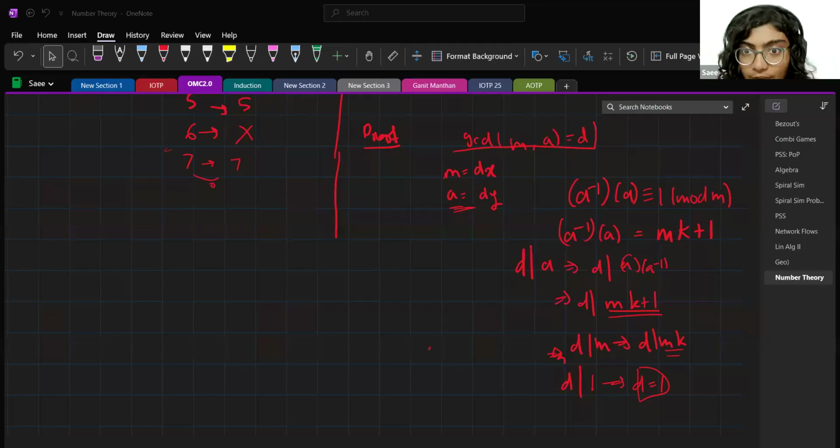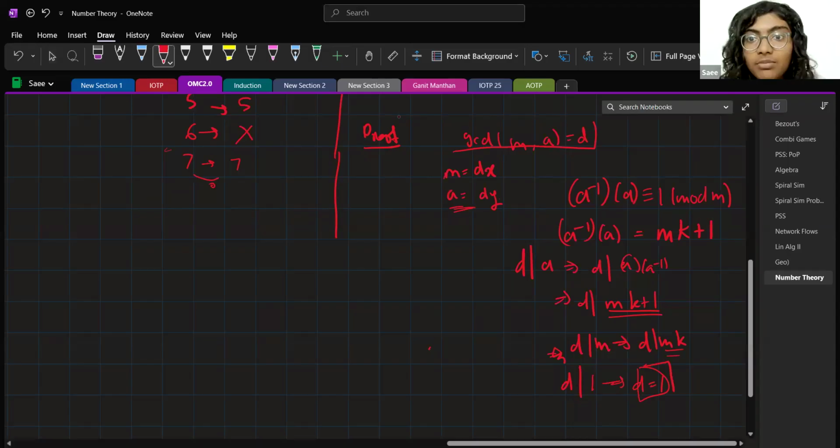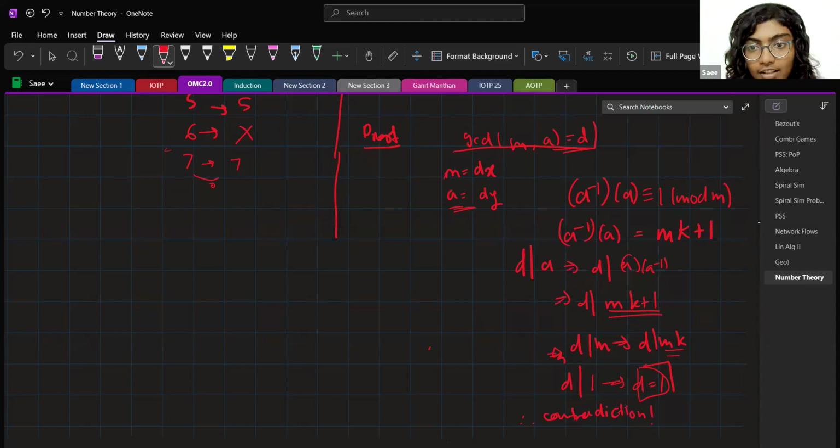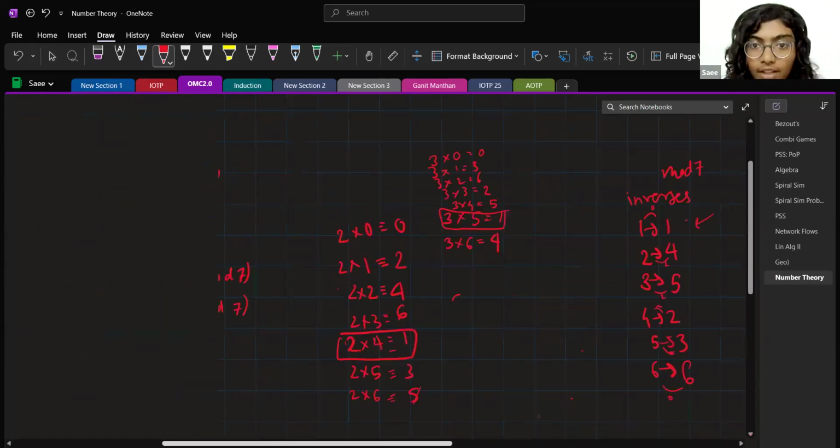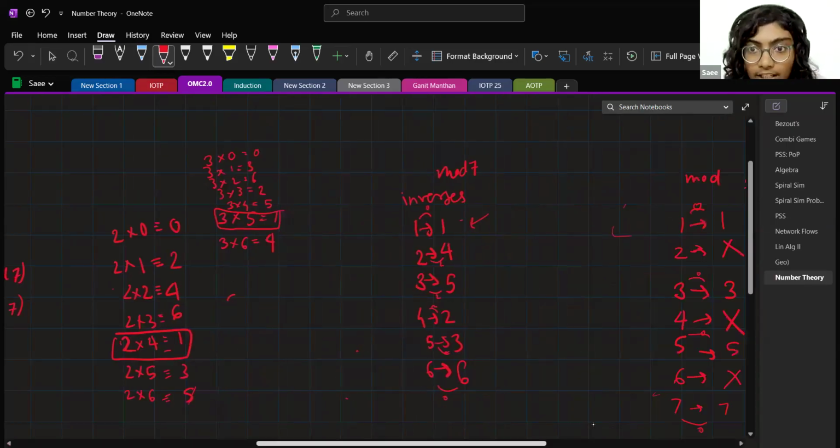I'll just repeat the ending part of the argument. So now we know that D divides MK and D divides MK plus 1. But that would mean that D has to be 1. But that's a contradiction because we assume that the GCD is not equal to 1. So contradiction. Okay, very neat. This will be the general flow of the class. We try to make some observations as we go and then generalize them and prove them. So any questions on this argument?